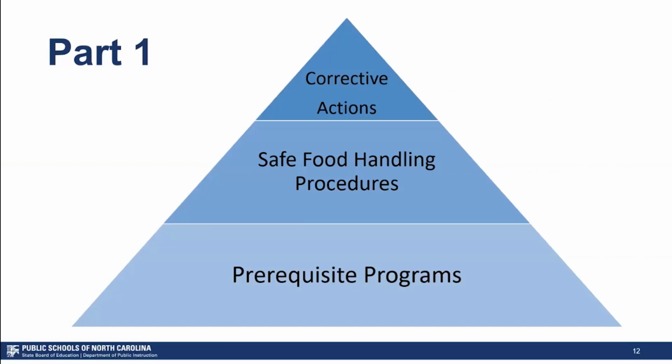The main sections of Part 1, as I said, are the prerequisite programs, the safe food handling procedures, and the corrective actions. Prerequisite programs are basically the foundation of the food safety program. They provide the basic requirements for maintaining the things that are needed to store and prepare the food. That means facilities, equipment and smallwares, and the people. Safe food handling procedures are what needs to be done to ensure the food is handled safely. Basically, these are the day-to-day actions around handling the food itself. And lastly, the corrective actions are what to do if there's a problem, if prerequisite programs or safe food handling procedures are not followed correctly.